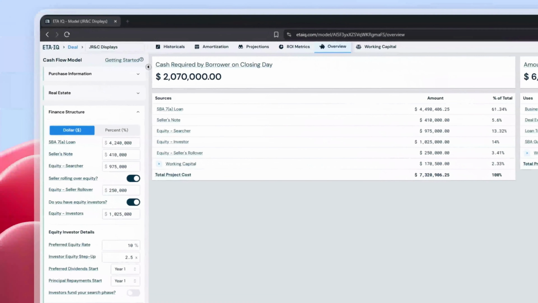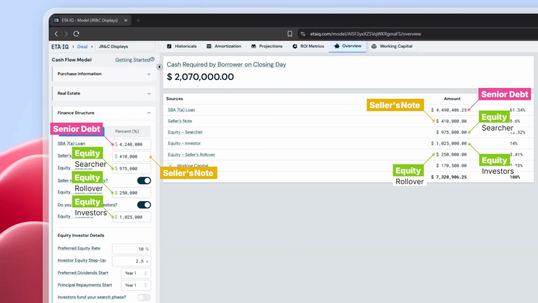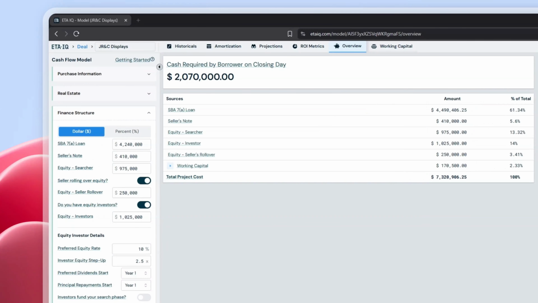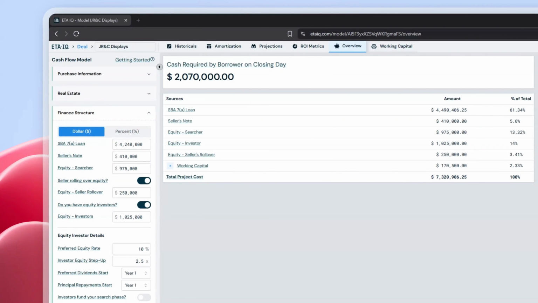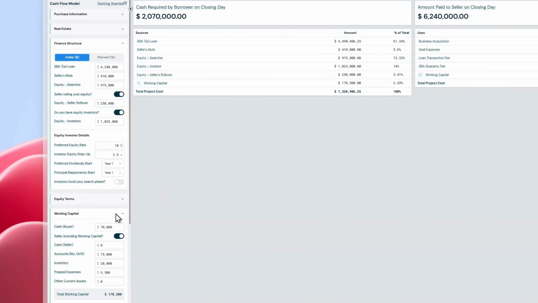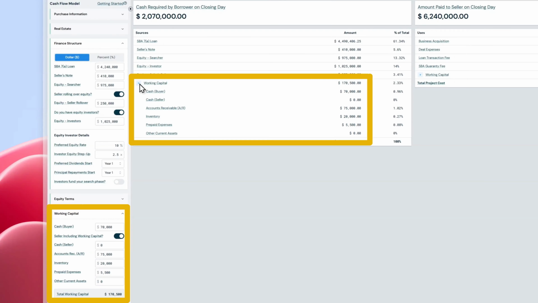Starting on the sources side, you can see how the total project cost is funded. Here, you'll see your senior debt, seller's note, and equity contributions all flowing directly from the finance structure inputs. If you have multiple equity contributors, such as your own personal equity, outside investors, or seller equity rollover, each amount is itemized here. If you've included working capital in your deal, the amount entered in the working capital section of the assumptions panel will also appear as one of your funding sources.